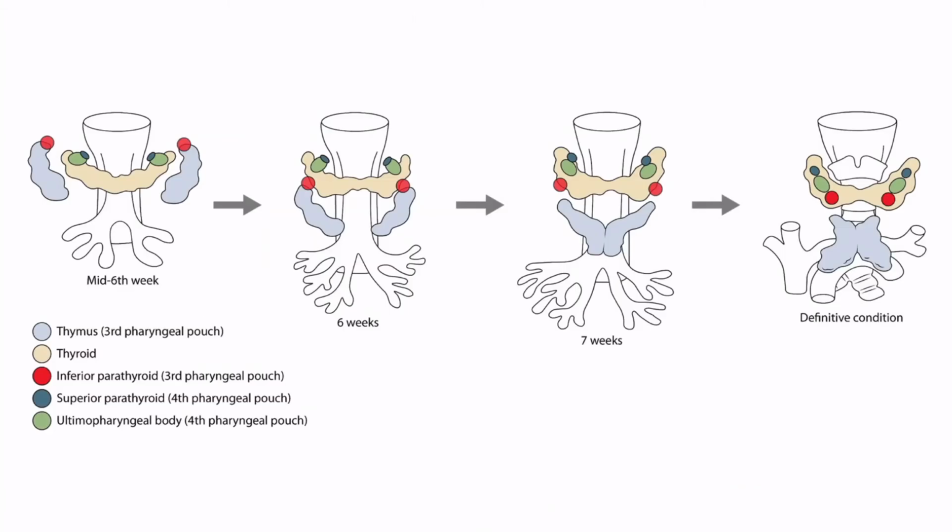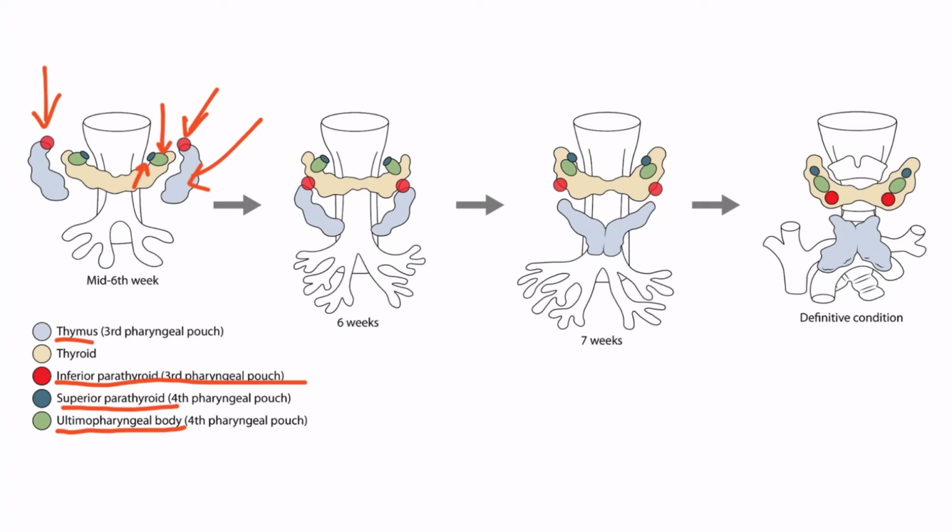This image shows the movement of the third and fourth pharyngeal pouch structures. If you look at the first picture, we can see the inferior parathyroids right here in red. Notice that they start attached to the thymus and initially superior to the structures of the fourth pouch. So the superior parathyroids seen in dark blue right here, and the ultimopharyngeal body seen in green right here. The thymus, shown in the light blue color right here, migrates inferiorly to fuse below the thyroid, shown in the beige color. It takes the inferior parathyroids with it to place them below the superior parathyroid on the thyroid gland.